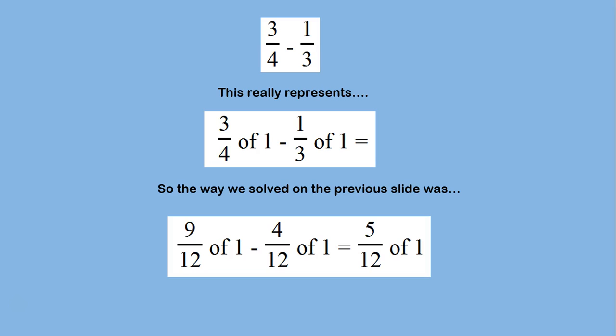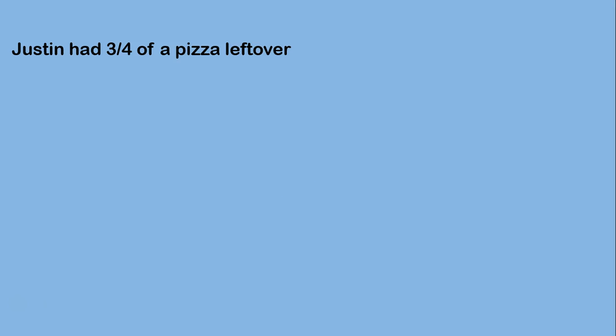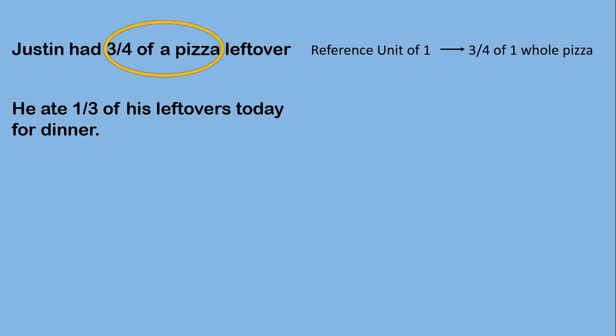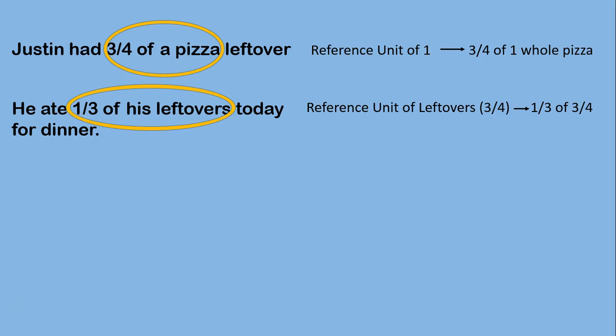However, let's look back at the word problem closely. It says Justin had 3/4 of a pizza left over. Here, the 3/4 refers to 1 whole pizza, so he had 3/4 of 1 pizza. He ate 1/3 of his leftovers today for dinner. Here, the 1/3 is referring to his leftovers. We know the leftovers are 3/4, so he ate 1/3 of 3/4.